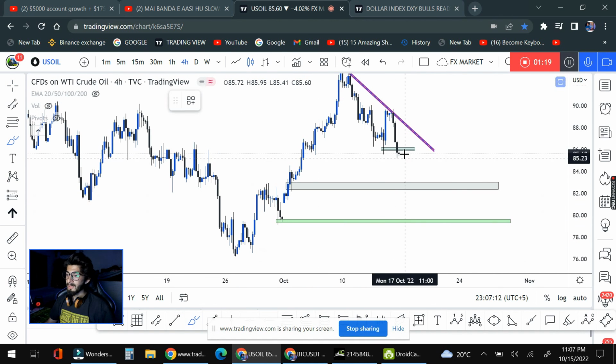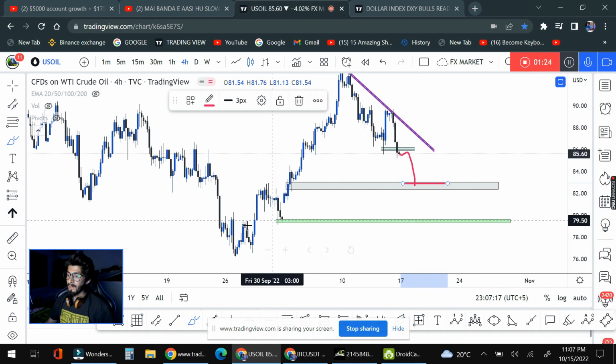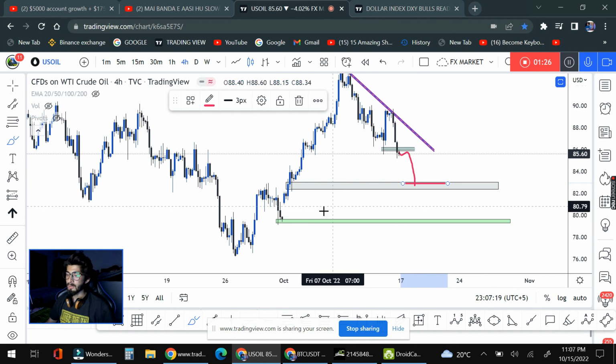So on the Monday, we have seen that price came to retest and then dropped to this area, and the next area for the US oil is 79.68.